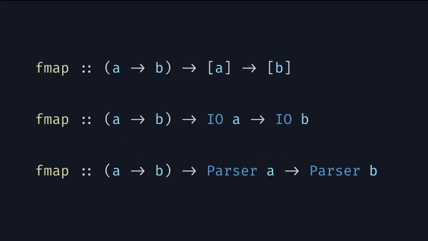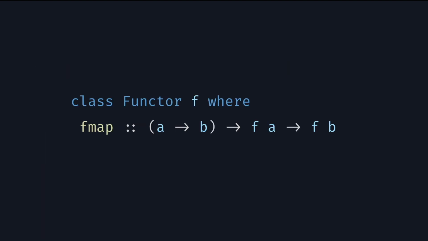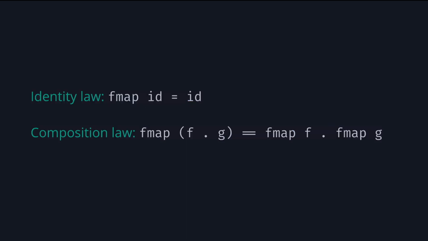We've seen fmap before in the interface of other types, on lists, IOs, and now on parsers. Fmap is a type class function like append and show. It belongs to the type class Functor. And it has the following laws. The identity law, which says that if we don't change the values, nothing should change. And the composition law. Composing the lifted functions is the same as composing them after fmap.